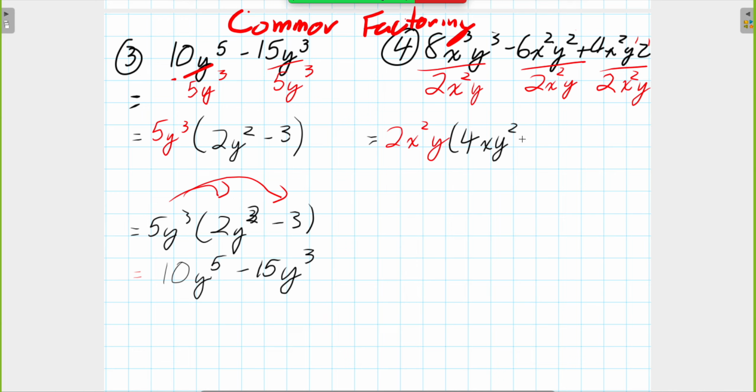Second term, negative 6 divided by 2 is negative 3. X squared divided by x squared is 1. And 1 times anything is itself, so we won't write that in. And y squared divided by y just gives us y. And finally, our last term. 4 divided by 2 gives us 2. X squared divided by x squared, again, they disappear. Y divided by y, they disappear. When I say disappear, they become 1s. And then we have z, and we don't divide anything by z, so z is going to stay. And that would be our common factoring.